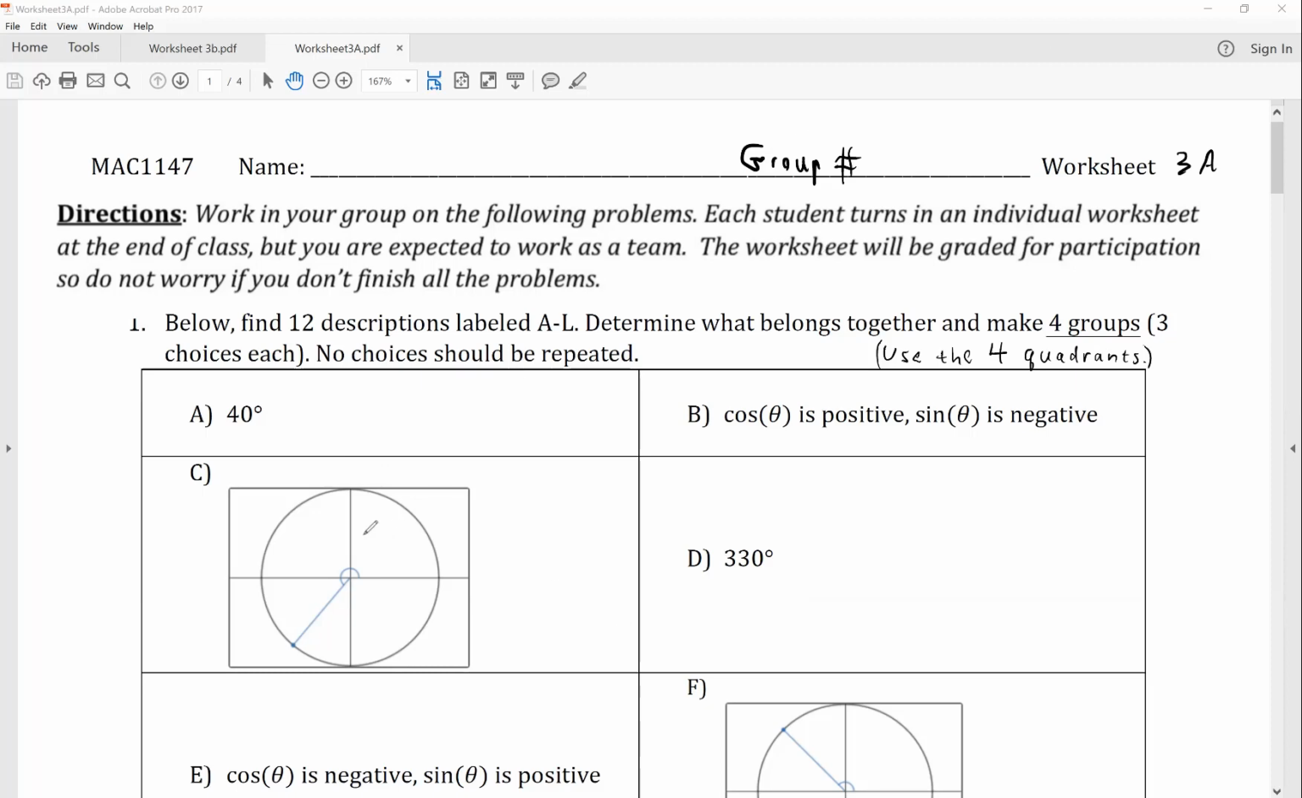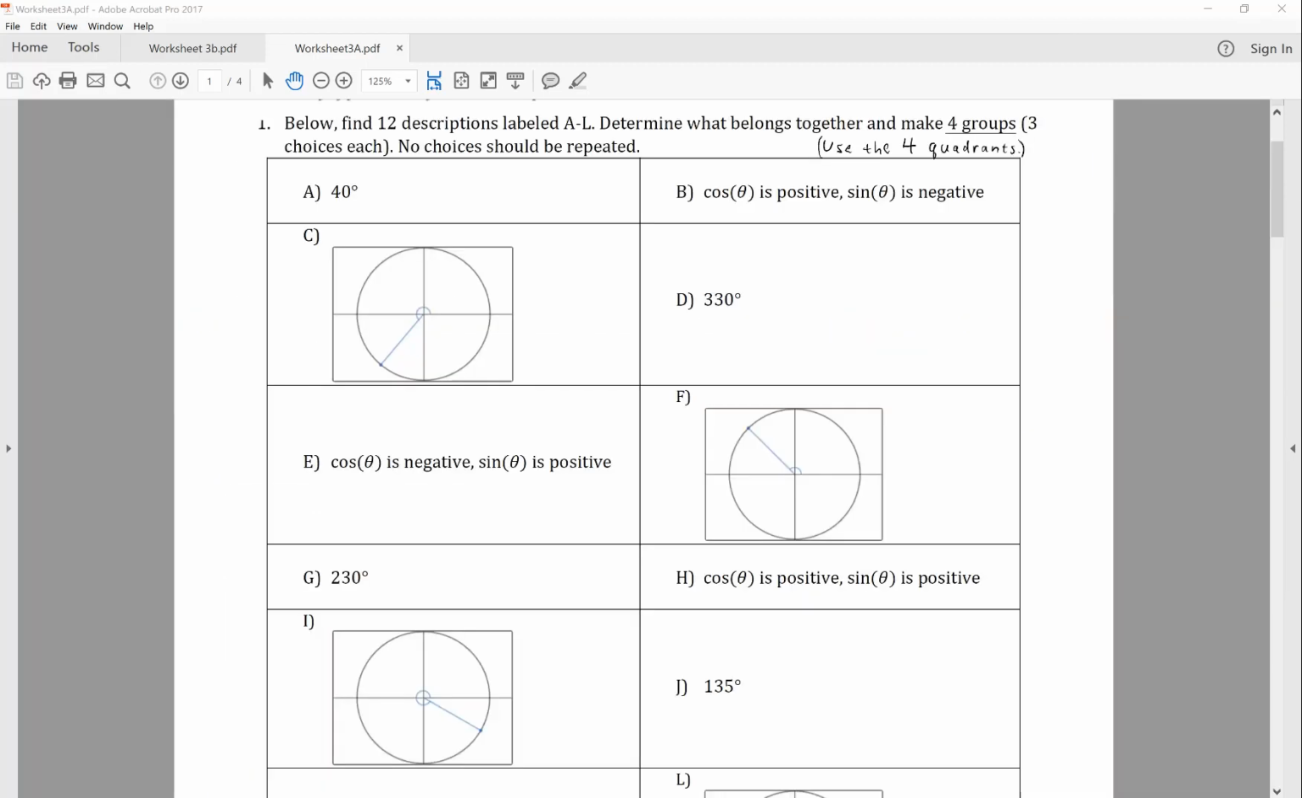40 degrees is going to be more than 0 and less than 90. I'm going to use the circle that they have drawn in C, and then I'll erase it. When we're talking about degrees, this 0 is the same as 360 degrees. So now if I want to know where 40 degrees is, well, I know it's somewhere between 0 and 90. So it's in quadrant 1.